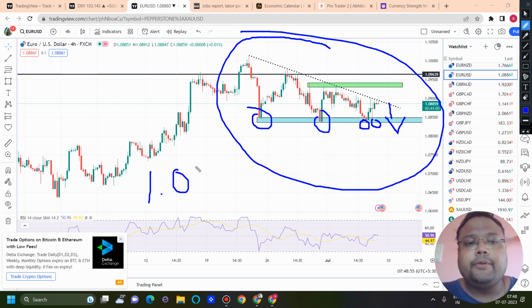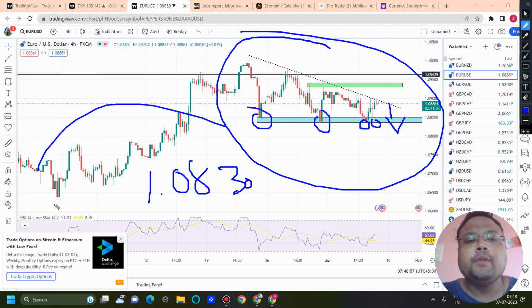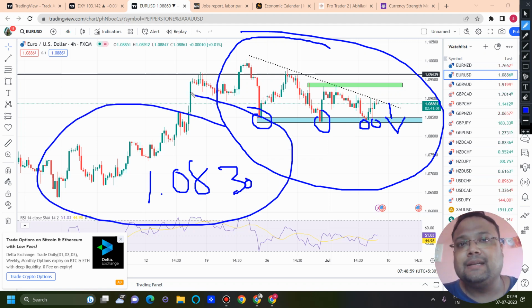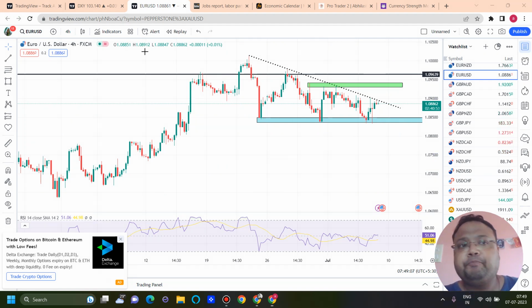So if market breaks 1.0830, we can definitely look for a sell position, and this is the only trading opportunity on the chart of Euro USD right now, because it's a clear descending triangle pattern.